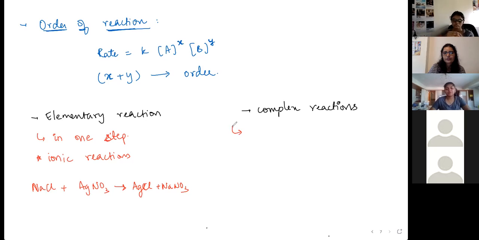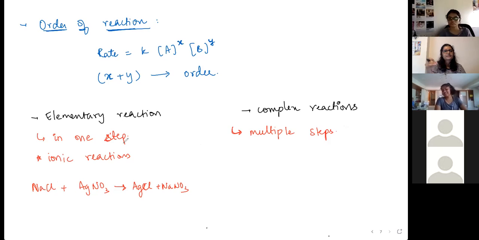Complex reactions are like what you see in organic chemistry. If they happen in multiple steps, just say your SN1 reaction, they happen in multiple steps, like first the ion will form, then some other reagent will act on it, and then something else will happen. So those kinds of reactions that are complicated are complex reactions. A lot of redox reactions also are complex reactions. They happen in multiple steps. Oxidation reduction, like first you need to have some species being formed, then that will attack your original reactant, like all of that.